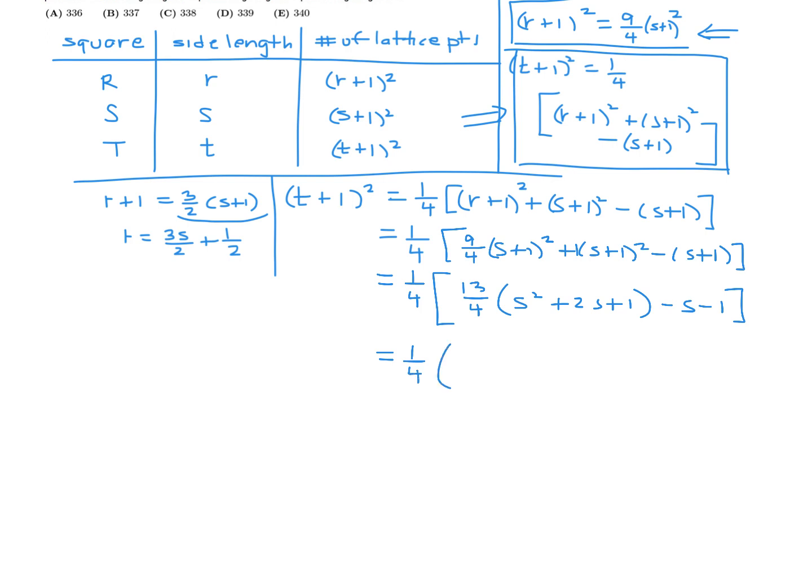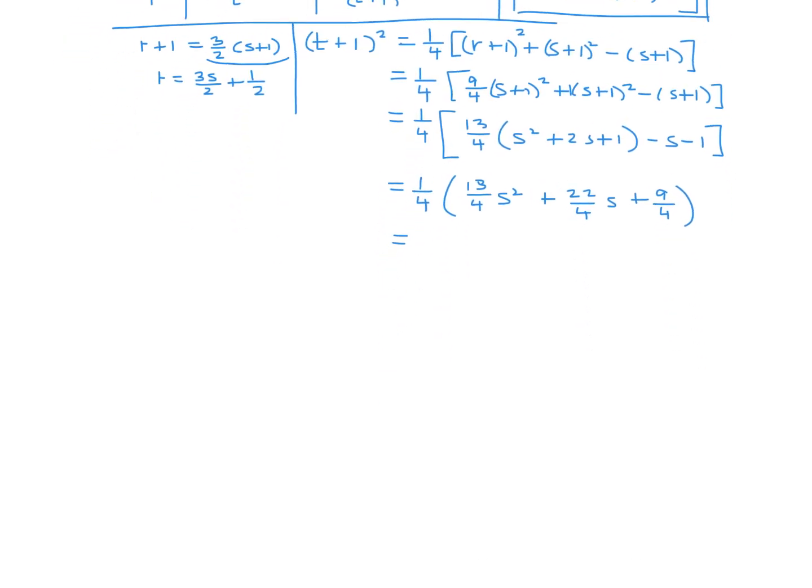Okay. All right, so let's expand that. So that's going to be 13 over 4 s squared. And then that's going to be 26 over 4. And then minus that s is going to be 22 over 4. Yeah. And then we got 13 over 4 minus 1. So it'll be 9 over 4. Okay, great. And I think that's about as far as we can get. We can, of course, multiply through by that 1/4. So therefore, (t plus 1) squared would be 13s squared plus 22s plus 9.